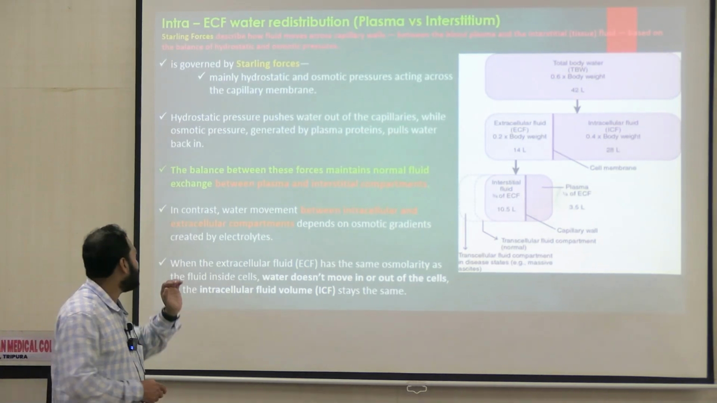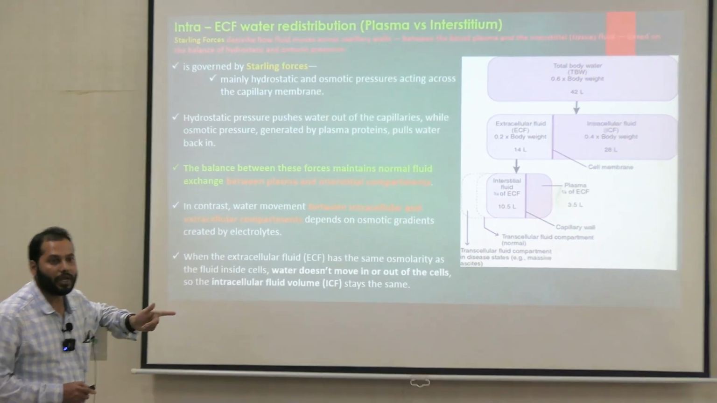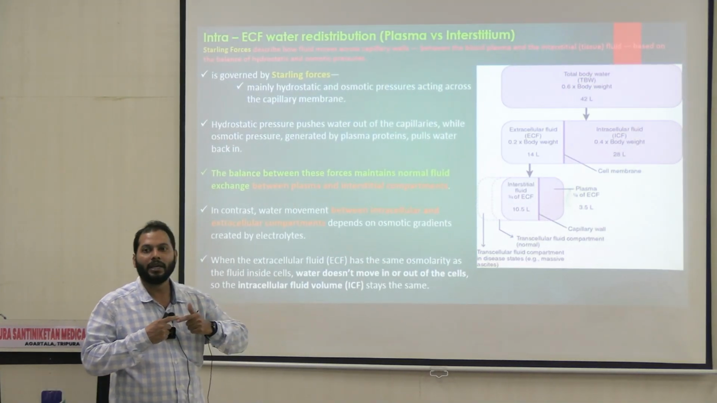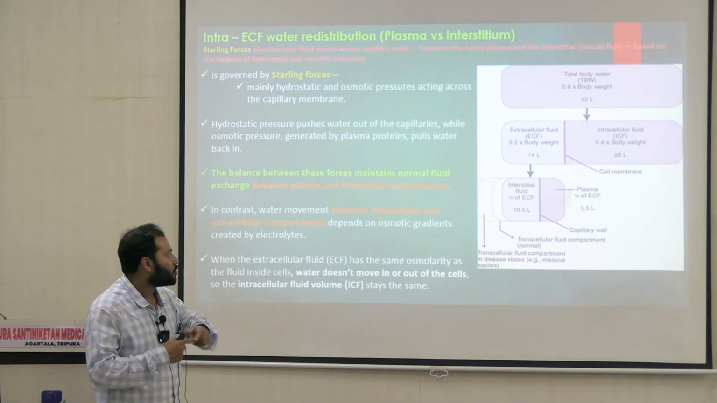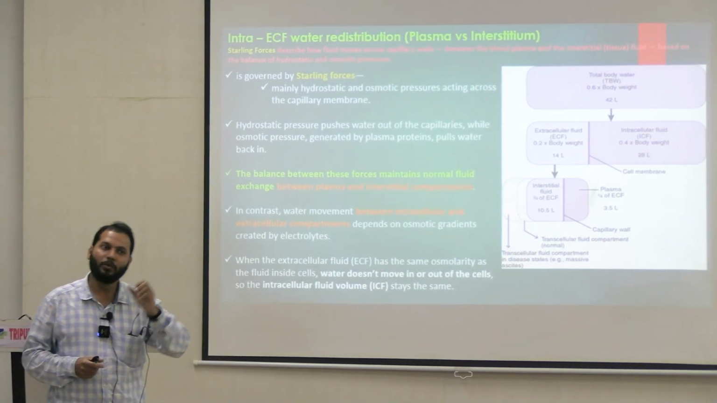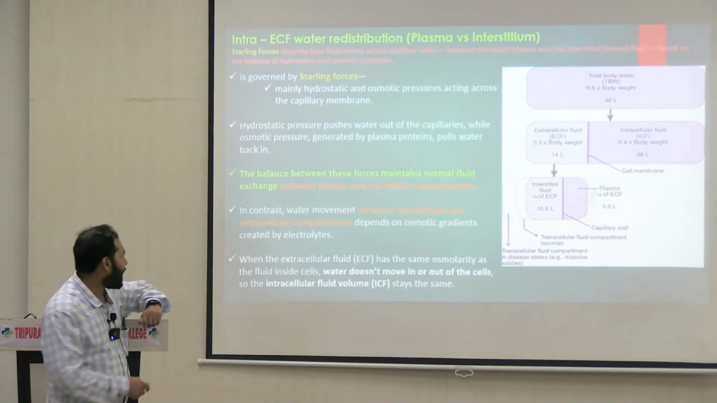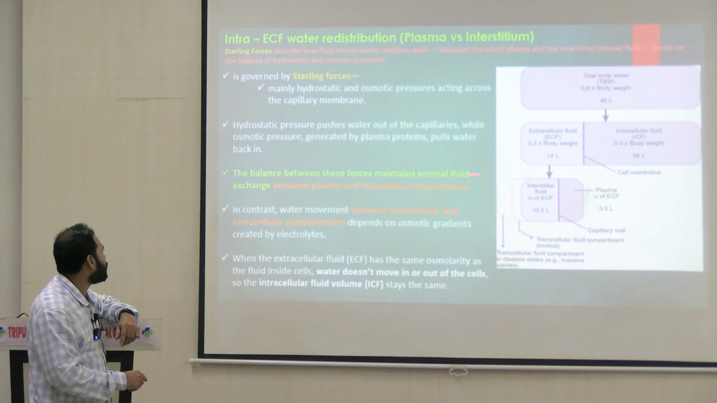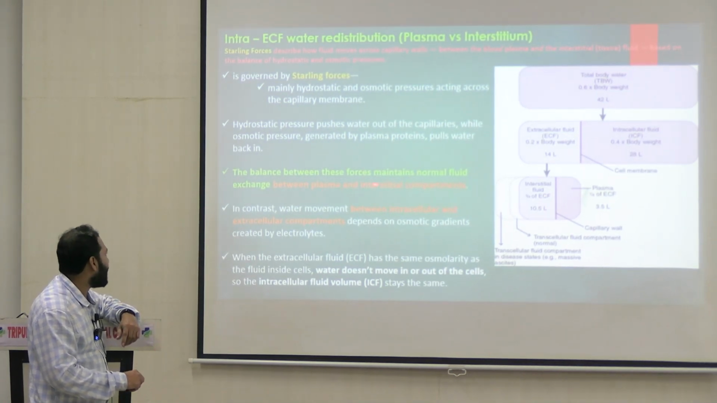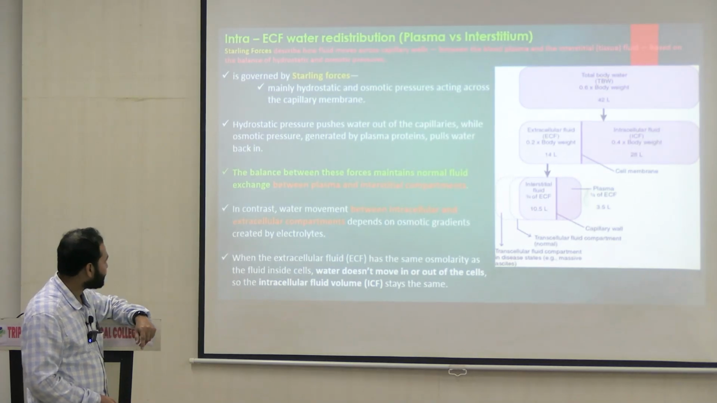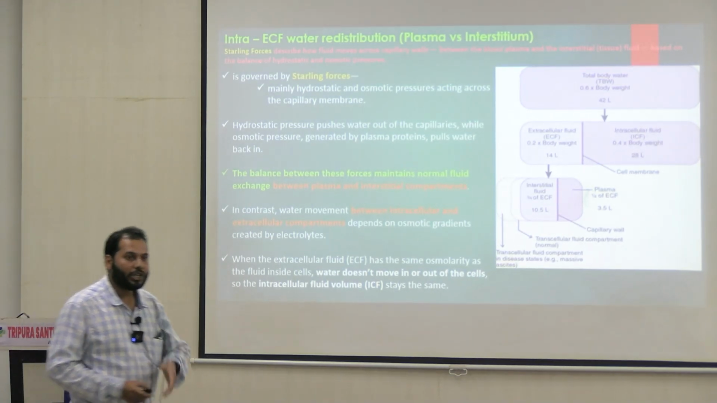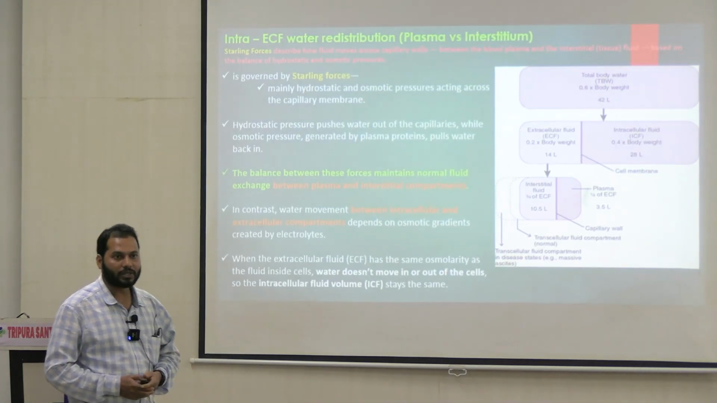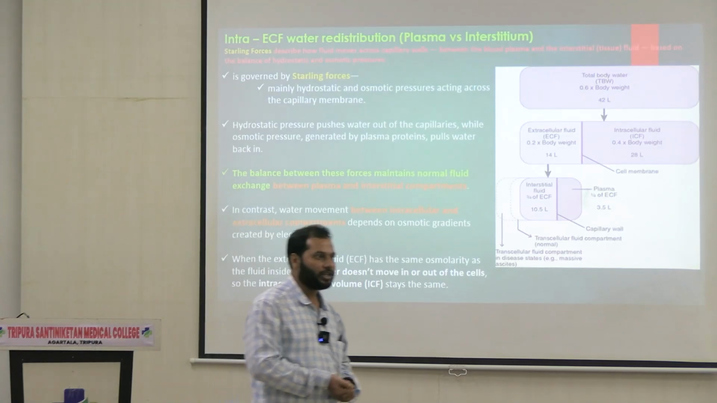So one is pushing and the other is pulling, right? And pushing and pulling, both mechanisms act in a conjugated way, right? So that helps to maintain the balance of fluids in both the interstitial space as well as the plasma, blood capillaries. You can see here the balance between these forces maintains normal fluid exchange between plasma and interstitial compartments, whereas here one is hydrostatic pressure and one is osmotic pressure. So what is the meaning of the term hydrostatic pressure?